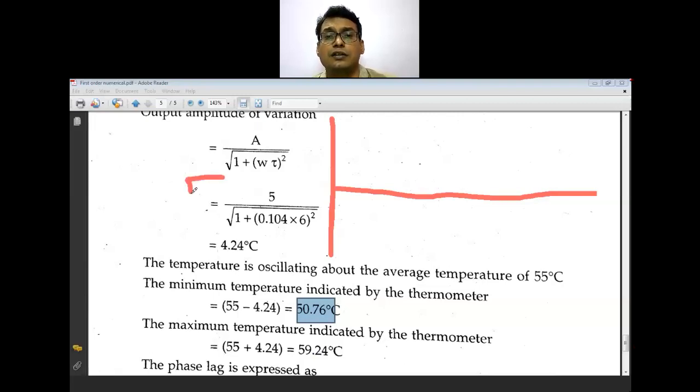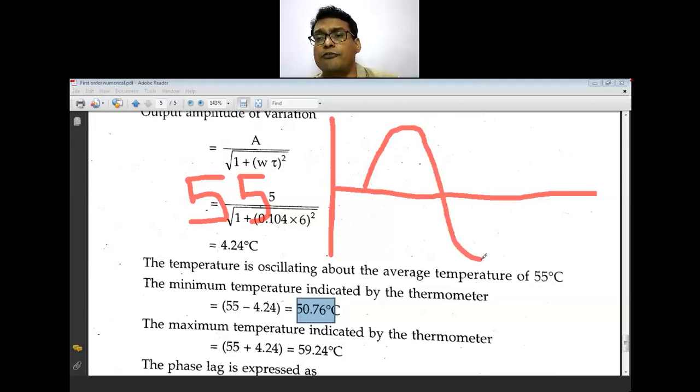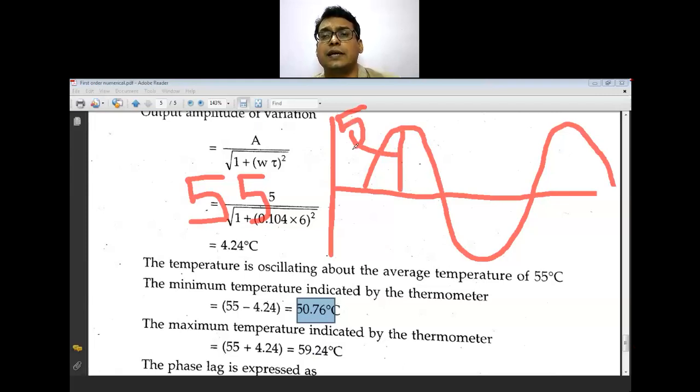Graphically, if it is represented, this is at 55 degrees Celsius. My sinusoidal input has an amplitude of 5 degrees Celsius. So this amplitude is 5 degrees Celsius. Now what is happening to the output values? That we will draw. It will start after a certain phase lag.